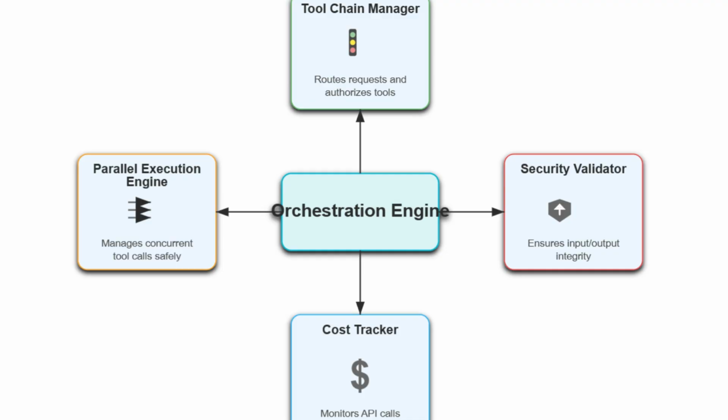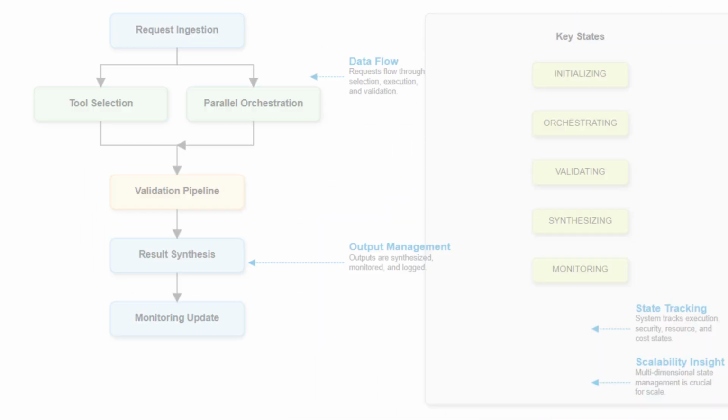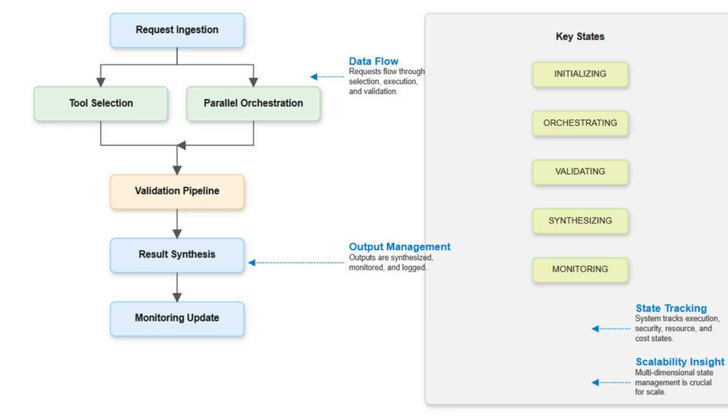Now that we know the components, let's trace how data actually flows through this intricate system. With these core components in place, let's visualize the journey a research query takes through our sophisticated orchestration system. It's a precise dance of data and logic. First, requests flow through selection, execution, and validation stages. A research query arrives, and the AI determines exactly which tools are needed and in what sequence.